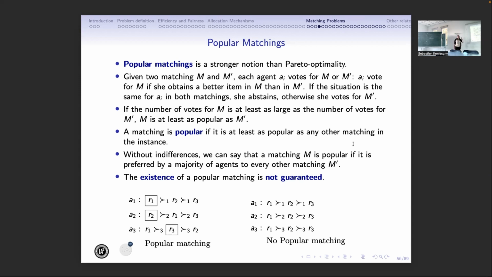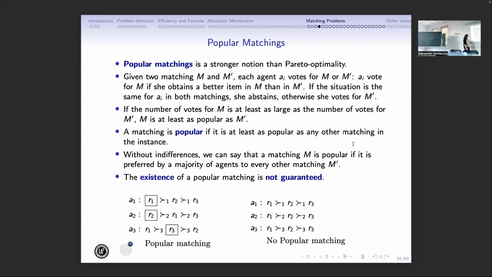So it is stronger than Pareto optimality. It is more demanding than Pareto optimality, but it is a quite natural notion to make the agents agree on the relevance of a matching, because you can explain to the agents that we choose this matching because it is preferred by the majority of the agents in the system. Nonetheless, the existence of a popular matching is not guaranteed.